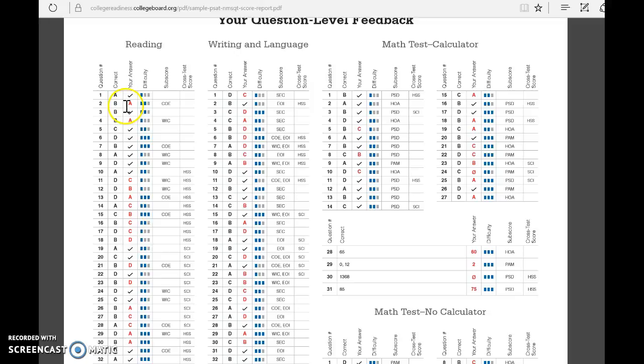It's wonderful to know what the correct answer is and then what you answered, because you're going to get to see your test. So it's a good way to go back over it. Difficulty level, 1 bar means it's considered easy.